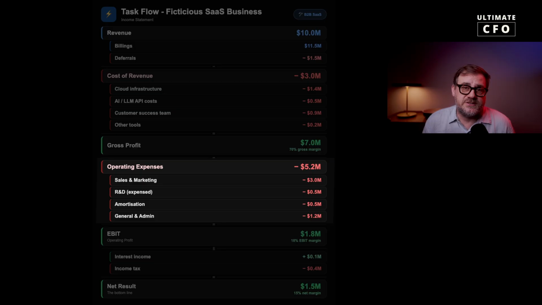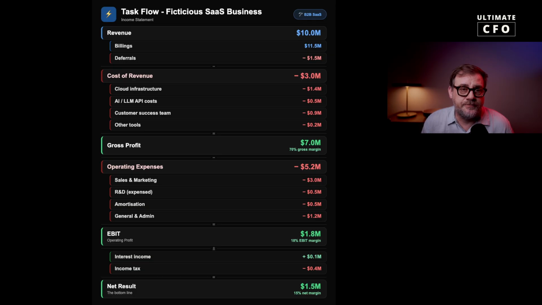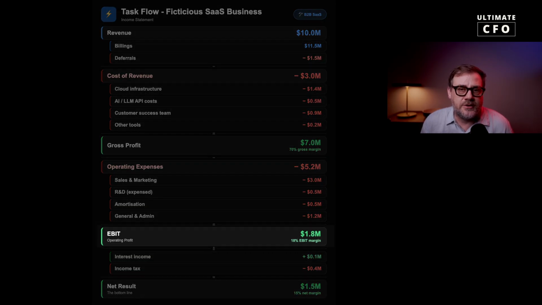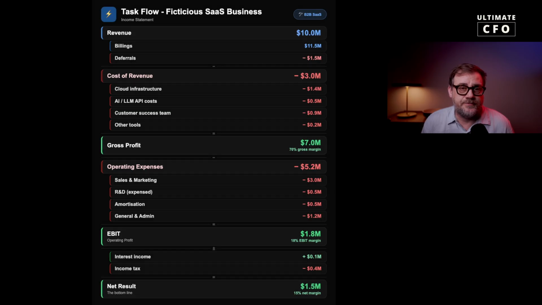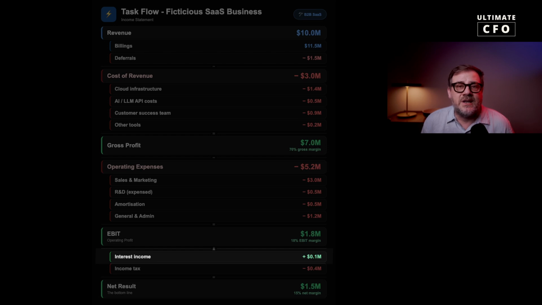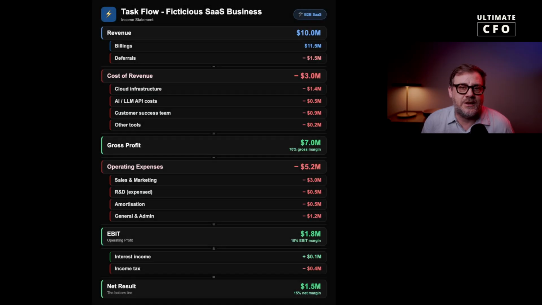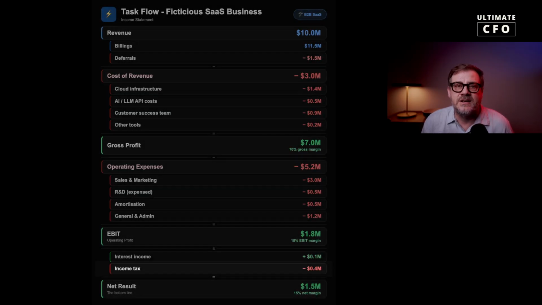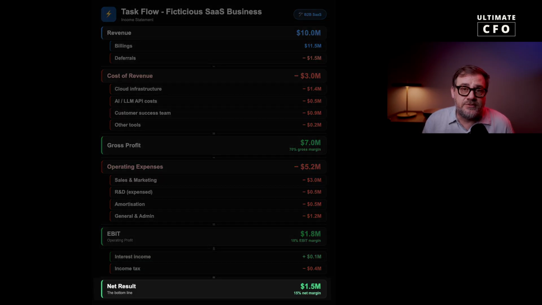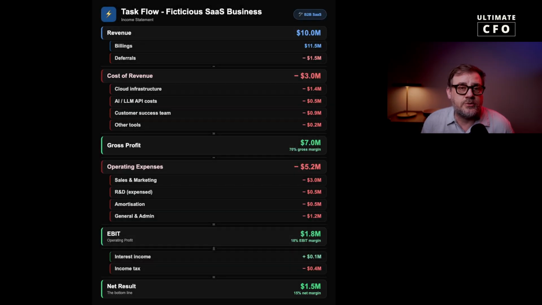If we include amortization here, we get total operating expenses of 5.2 million, and we get an operating profit of 1.8 million. This would be called EBIT, as we have already deducted the 500K amortization. Finally, we have financial income and some financial expenses. Let's add 100K net interest income here, and then let's assume that they pay maybe 400K in corporate tax, and that means we get a net profit of about 1.5 million. So that's a 15% net profit margin.